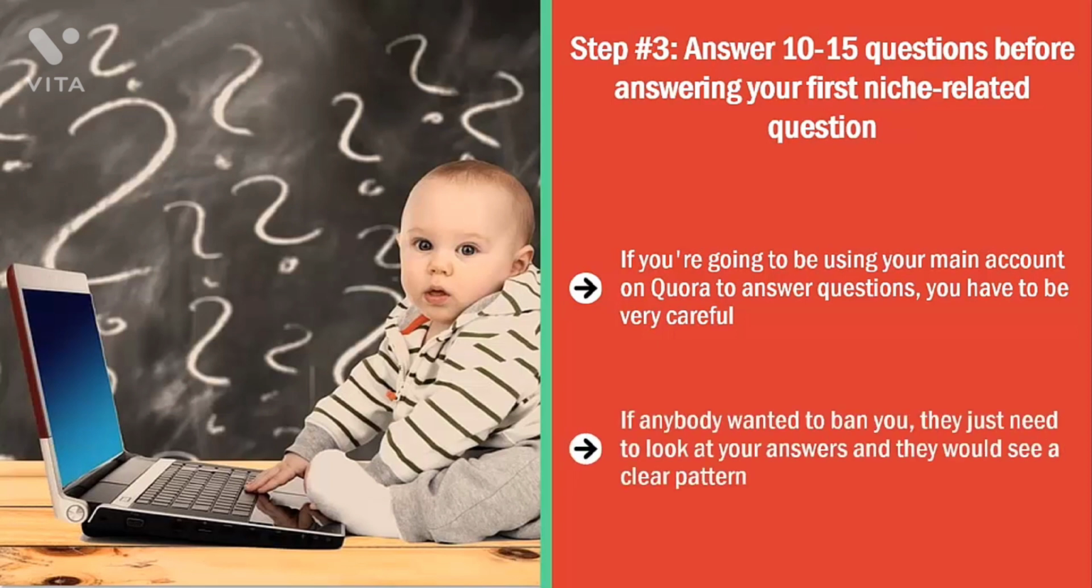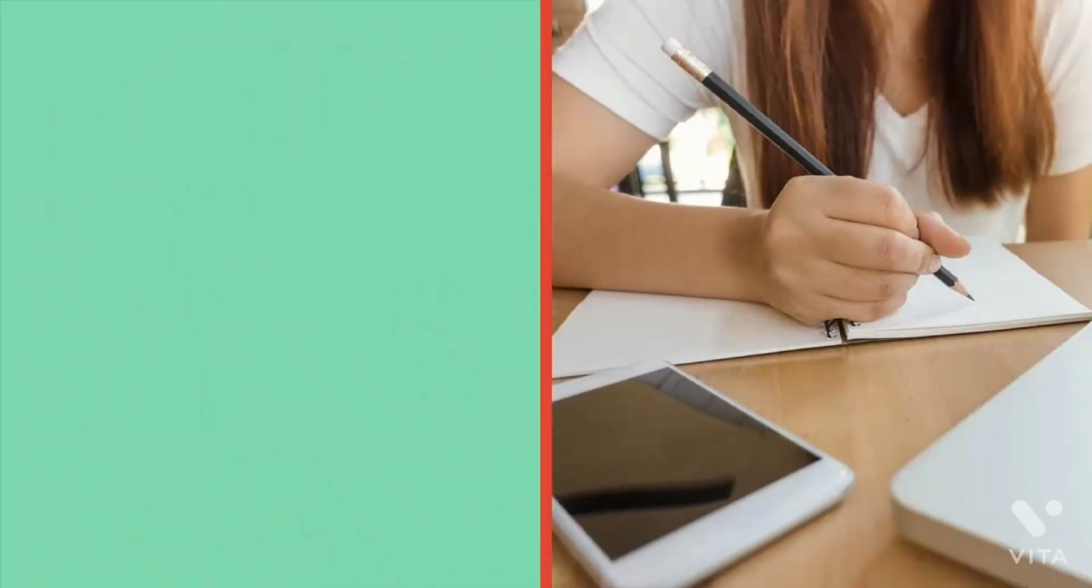If anybody wanted to ban you, they just need to look at your answers and they would see a clear pattern. It's obvious that you were just answering only a certain type of question and dropping your link all over the place. That's a dead giveaway. Don't do that. Instead, answer 10 to 15 questions across a wide range of topics before answering a question that is directly related to your niche.